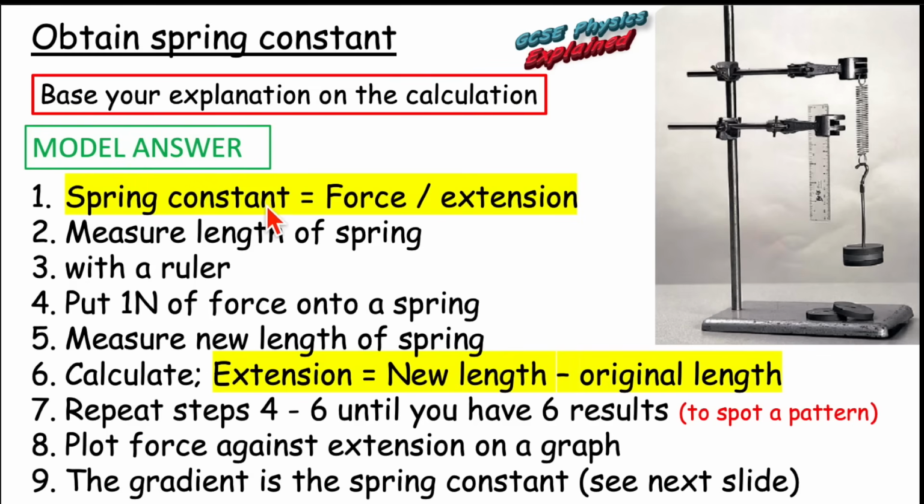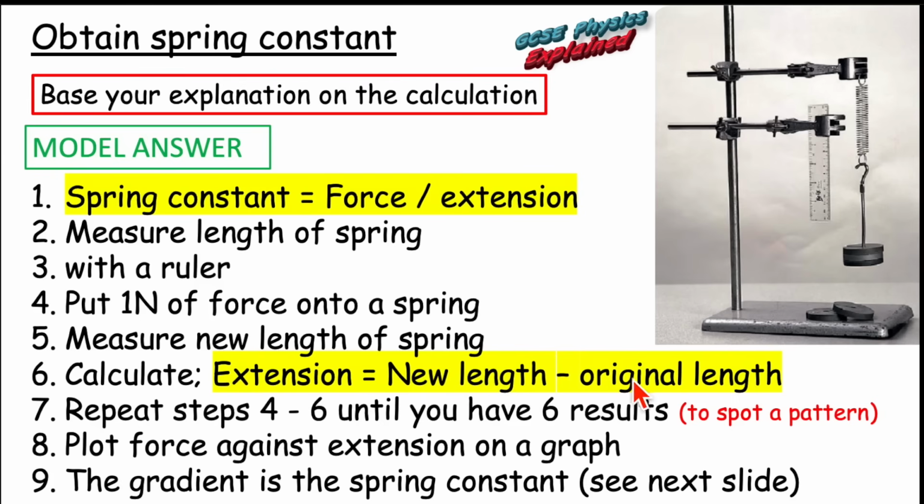So for the spring constant calculation, you're going to need to measure the force and the extension. So measure the length of the spring with a ruler. Put 1 Newton of force onto the spring, like the picture shows. Measure the new length of the spring. Right, now we'll be able to calculate the extension. So the extension is going to be the new length take away the original length.